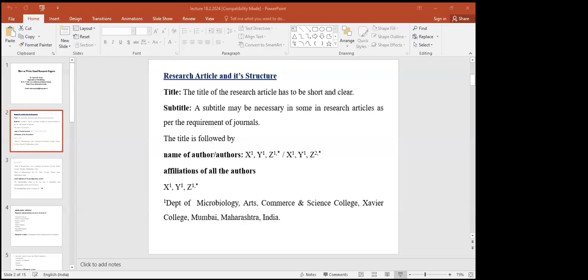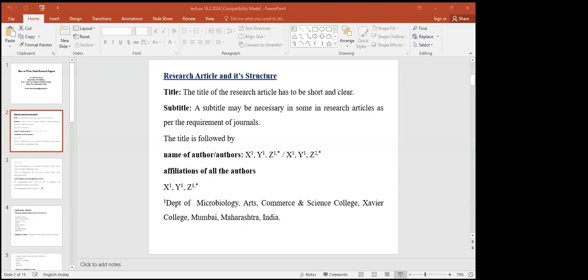Your title of the research article has to be very precise, short, and clear, because lengthy titles are not good for the quality of a research paper, and they are not accepted even by the journals. So you need to see that the title is very sweet. In some journals, after the title they ask for a subtitle. The subtitle says that whatever title you have selected, you have to shorten it still more and give a subtitle for your research article. That is where your important keywords will be.